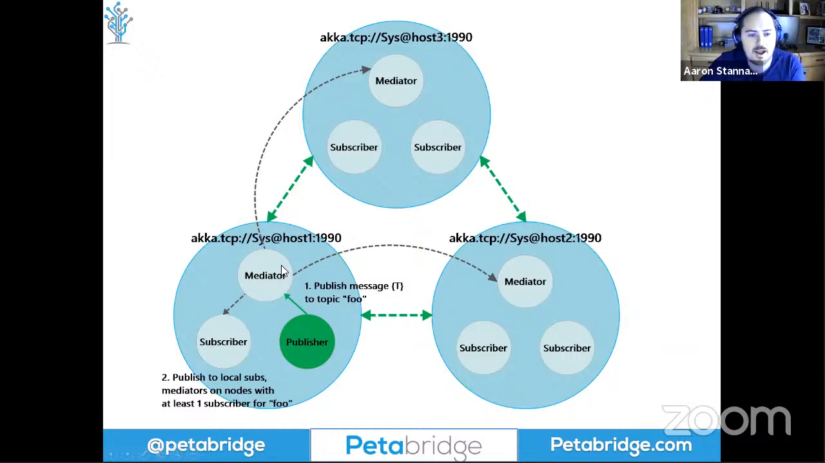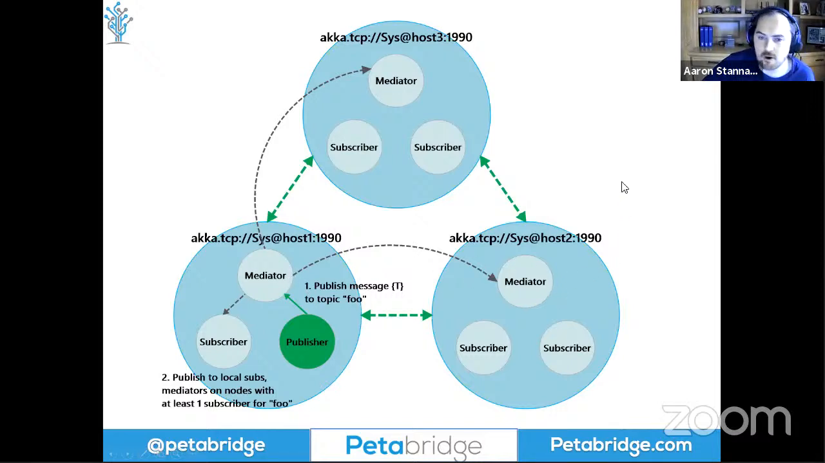And then I'm going to go ahead and compute which of the other mediators running inside Akka.Cluster have at least one subscriber for topic foo. And for every mediator that has at least one subscriber, it's going to receive its own copy of this message.